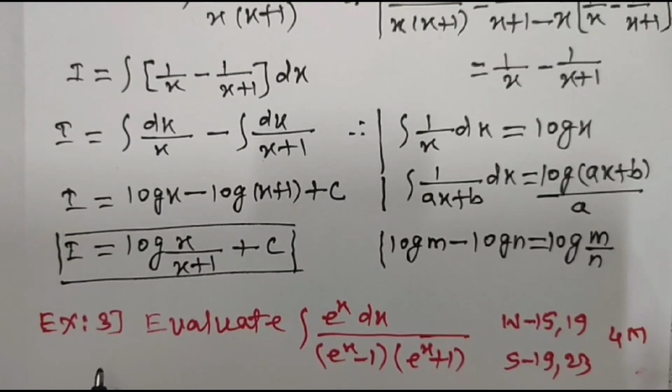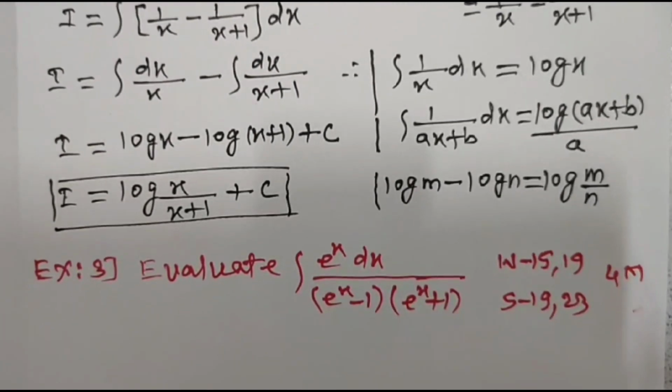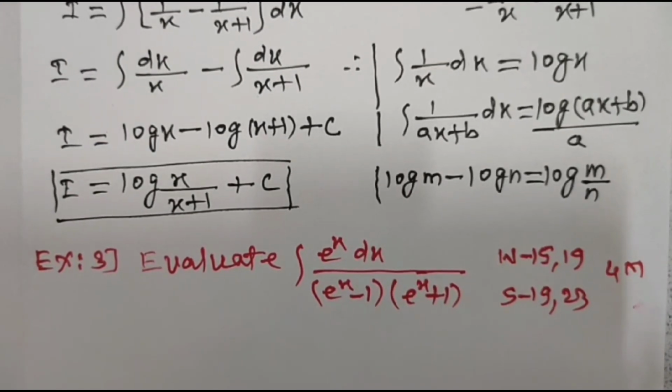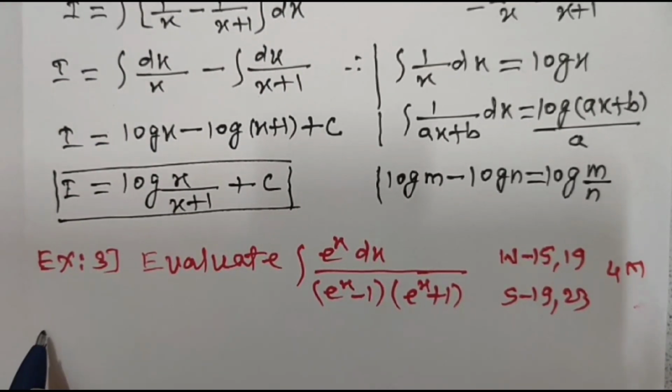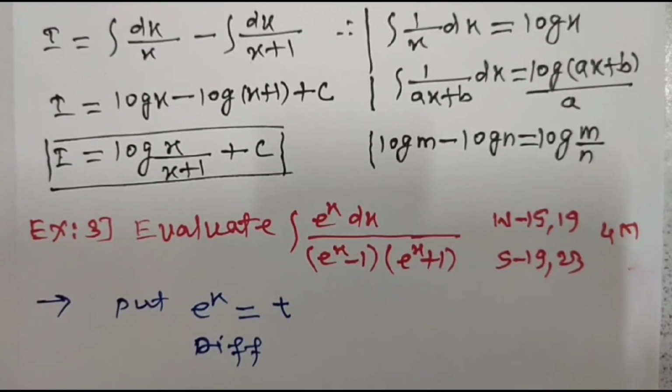Let us solve sum number 3. Evaluate integral of e to the power x dx divided by, in first bracket, e to the power x minus 1, in second bracket, e to the power x plus 1. This sum appeared in winter 2015 and 19 as well as summer 2019 and 23 for 4 marks. So, applying the substitution method, we can simplify the given integral. Here, put e to the power x equal to a new variable t. Differentiate this. Then e to the power x dx is equal to dt.